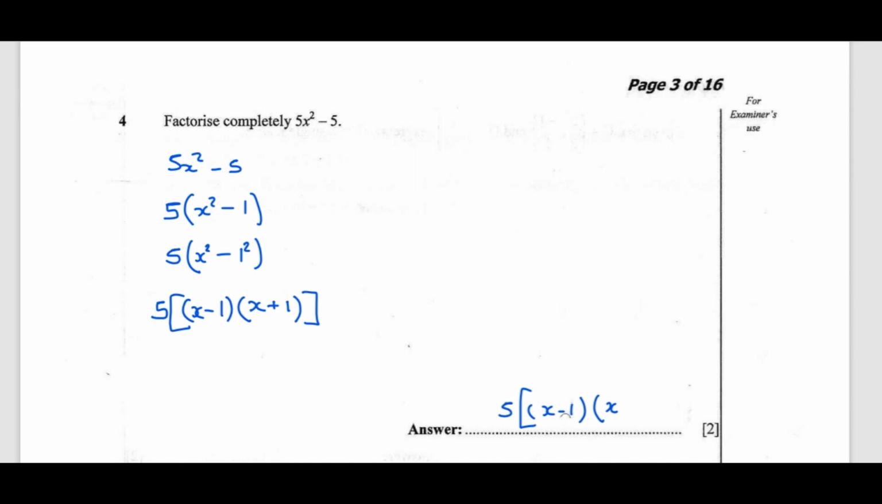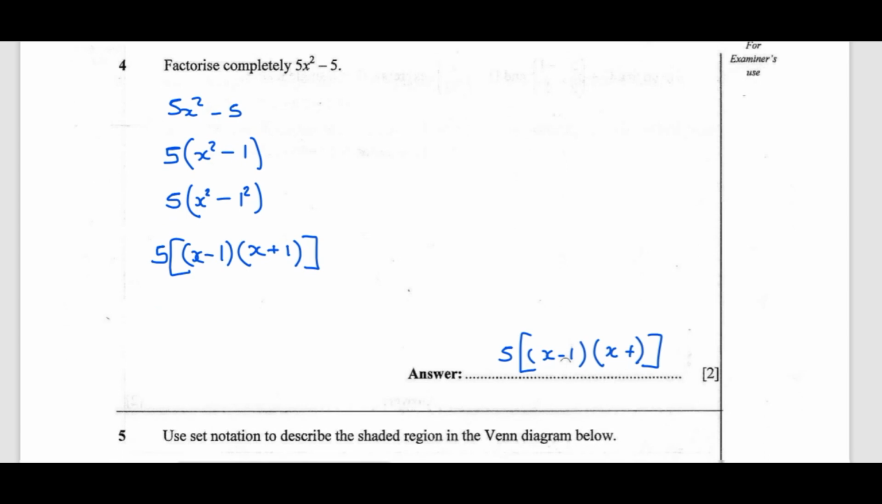So you should be writing the answer in the space provided. Okay, we can move.